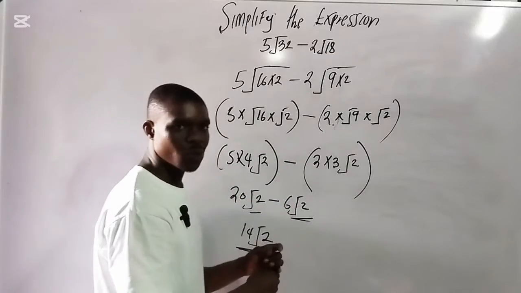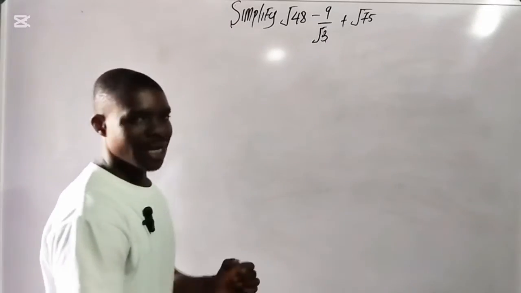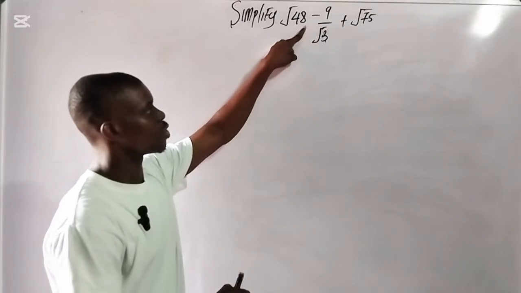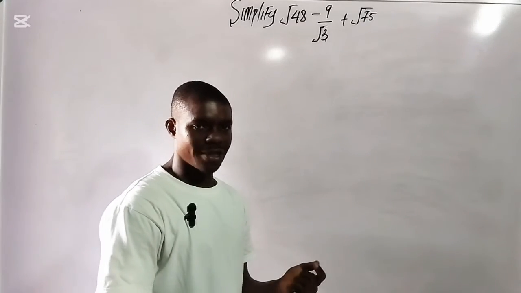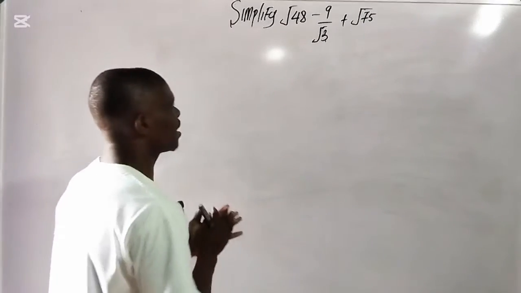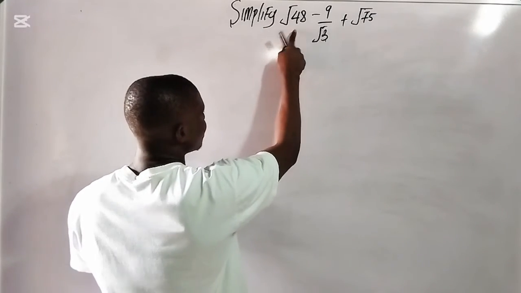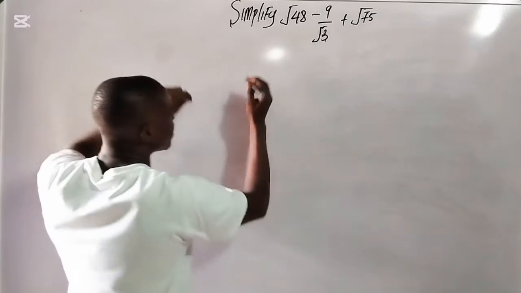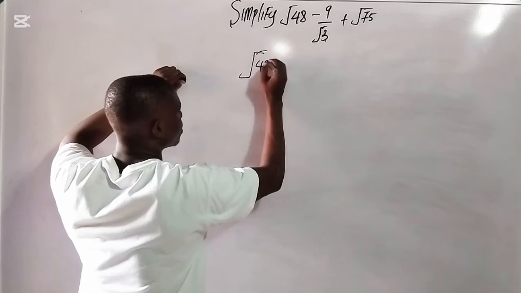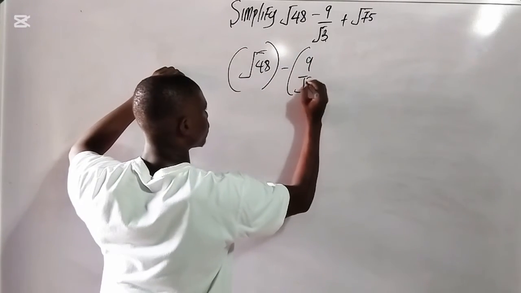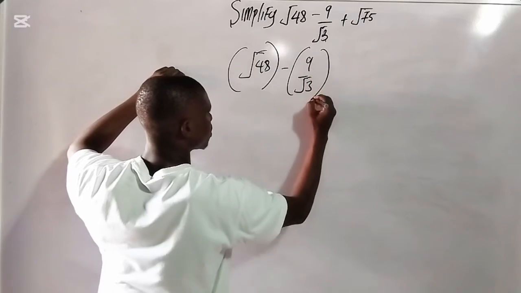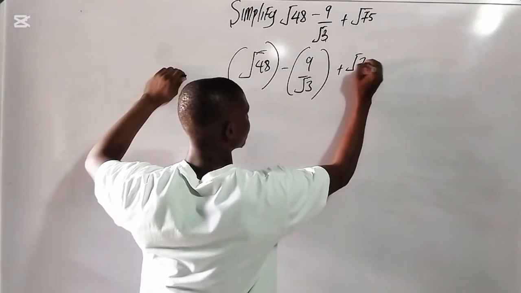So let me go to the next question. Now let's simplify this. Simplify square root of 48 minus 9 over square root of 3 plus square root of 75. How do we do that here? Please pay close attention. Now if you look at it here we have square root of 48, and we can bring it out separately: square root of 48 minus 9 over square root of 3 plus square root of 75.